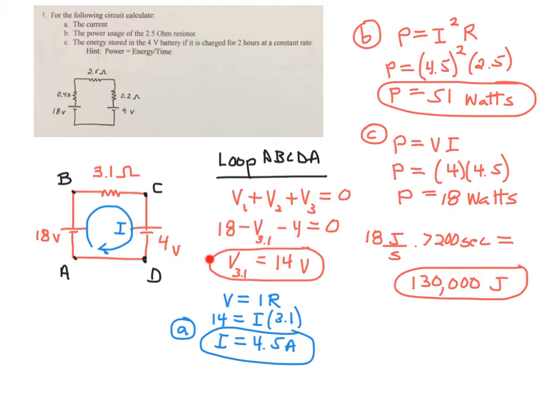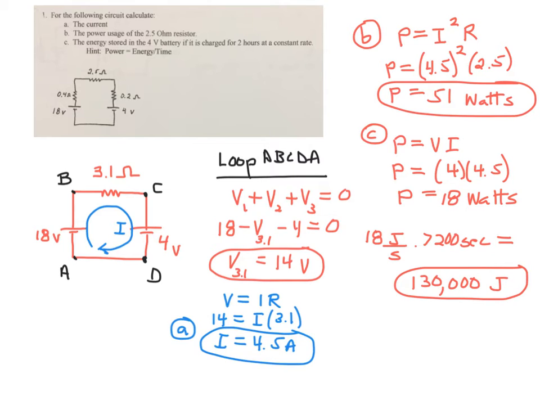So therefore, the voltage of the 3.1 ohm resistor, which I'm also calling generically V sub 2, is 14 volts. If I know its voltage, I use Ohm's law, V equals IR, to get the current in that 3.1 ohm resistor as 4.5 amps, but that's the current in the entire circuit because it's one loop, so therefore I have part A done, 4.5 amps. And then part B follows.